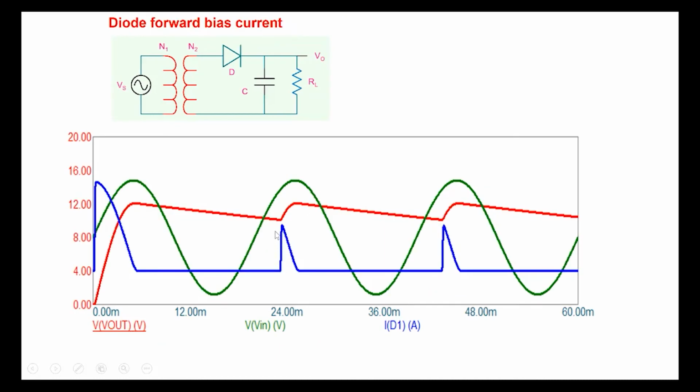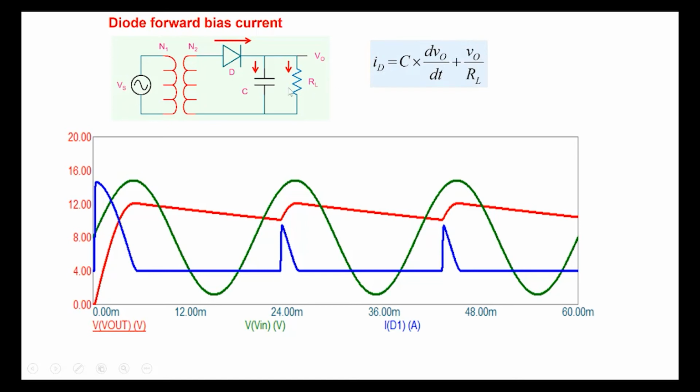So the red one shows the output voltage here, the green one shows the input, and blue shows the diode current here. Right, so the diode, once it is turning on, we are not interested in this initial part, we are looking at the steady state part here. Once the diode turns on in this part, the diode is supplying the current through the capacitor and current through the load here.